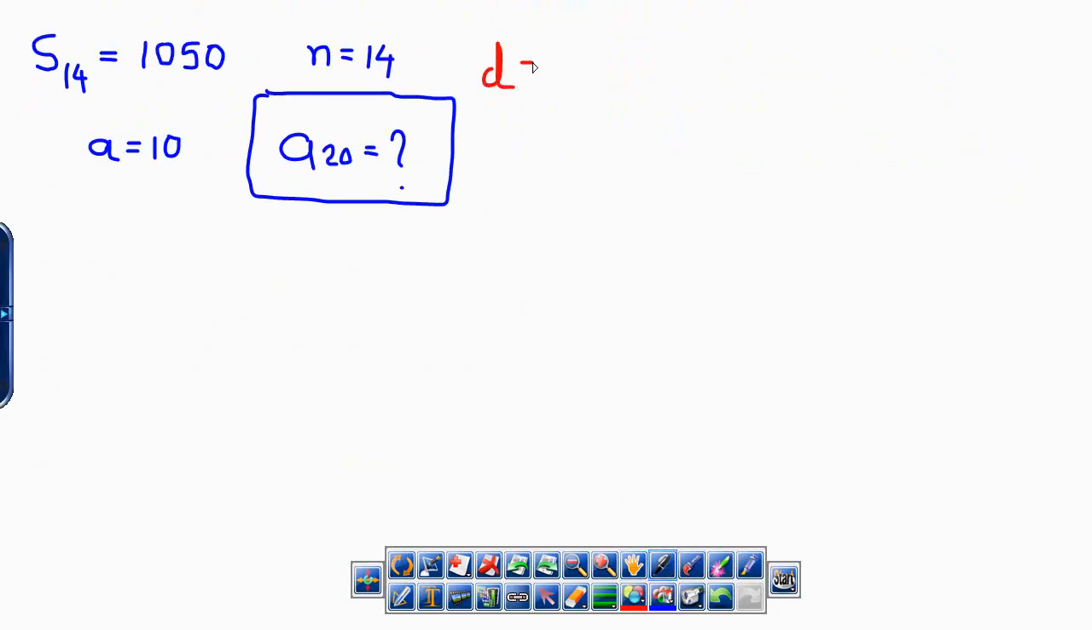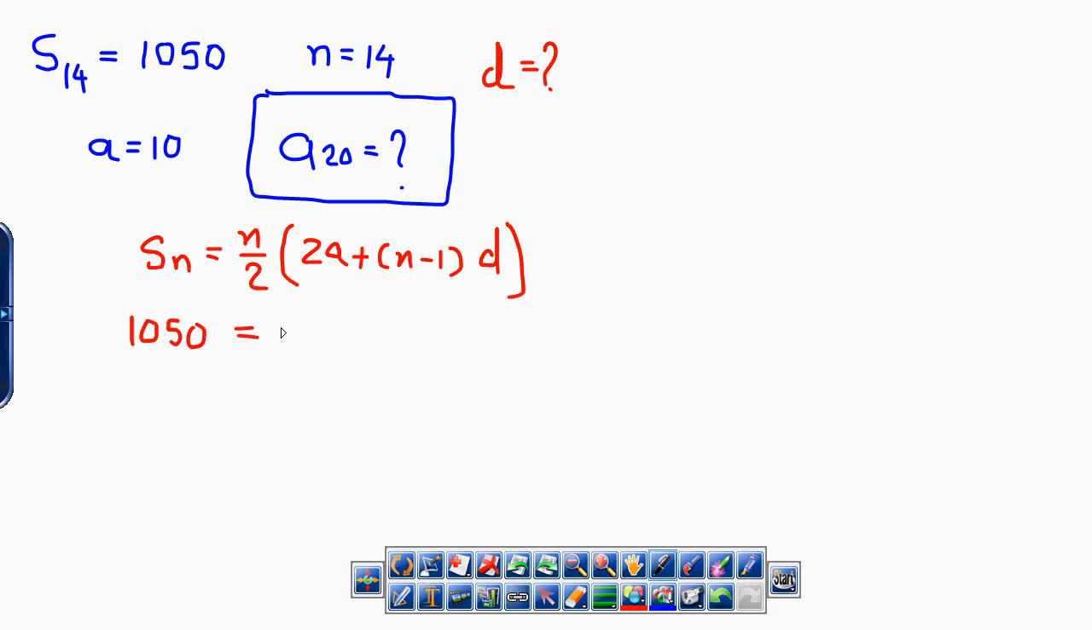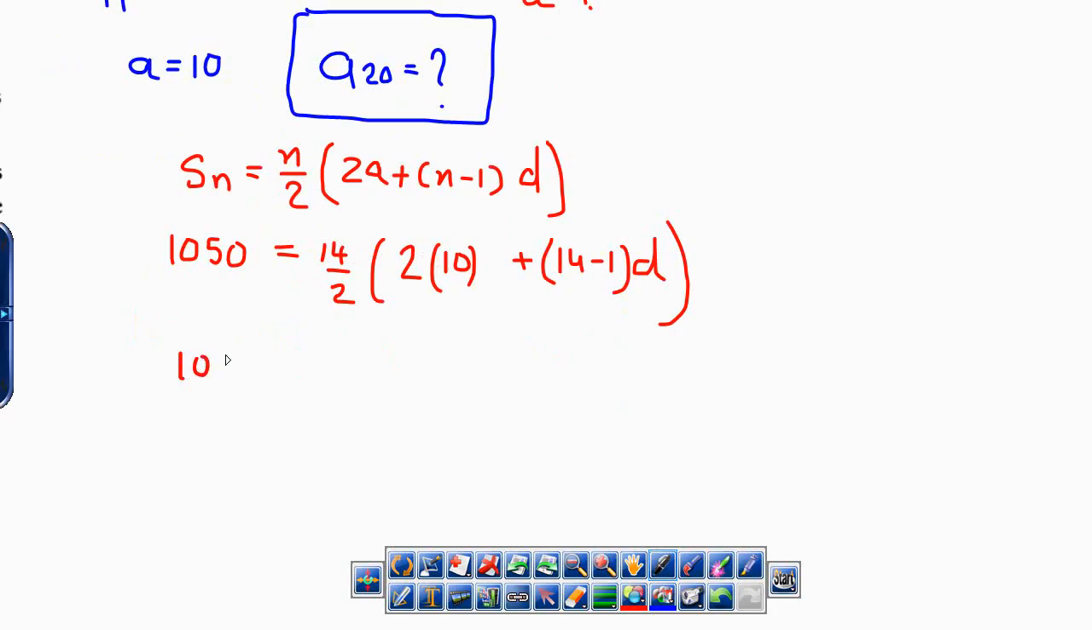And to find d, we will use the formula for Sn. Sn is equal to n by 2 times 2a plus (n minus 1)d. 1050 is equal to n is 14, by 2, 2a is 2 times 10, n is 14, so n minus 1 is 14 minus 1, and d is what we are searching for. 1050 equals 14 by 2, which is 7, times 20 plus 13d.